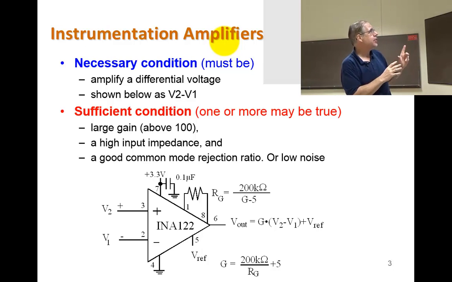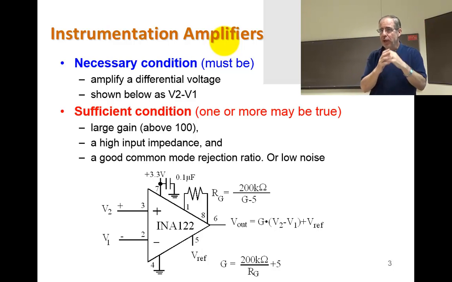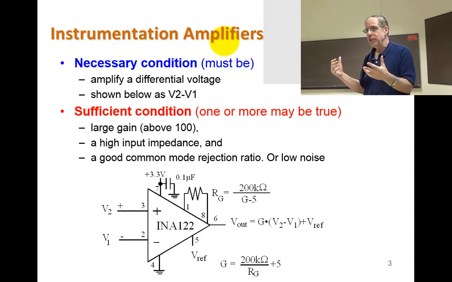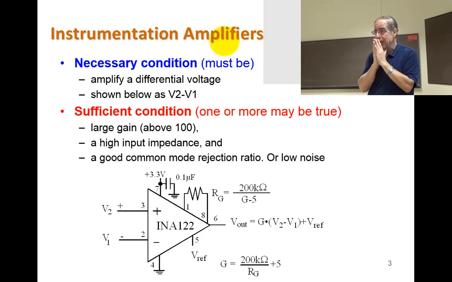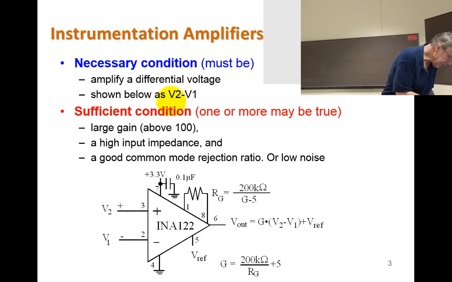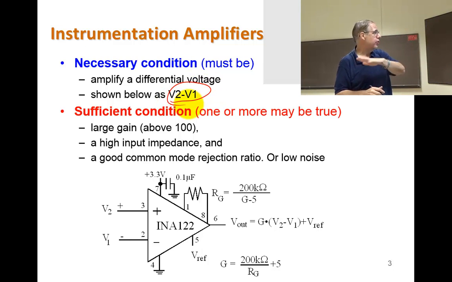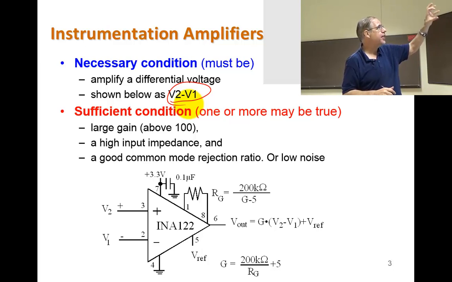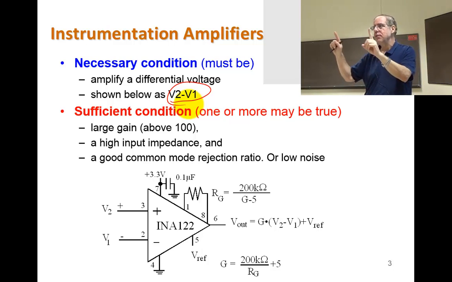But suffice it to say, we must have a differential signal that we wish to amplify in order to use an instrumentation amp. So an electret, for instance, doesn't have an instrumentation amp in it because it's a single voltage. So whenever we encode the information as a difference in voltage, whether that's V1 minus V2 or V2 minus V1, that is a necessary condition, it must be true in order for us to attempt to use an instrumentation amp. Okay? And then we need one sufficient condition.